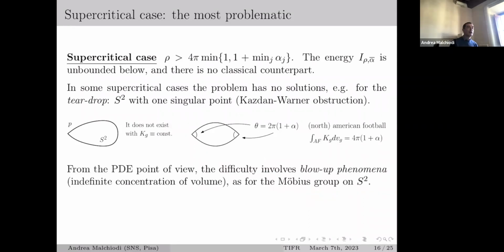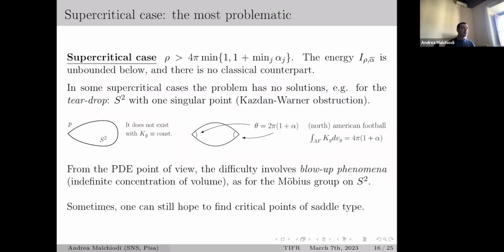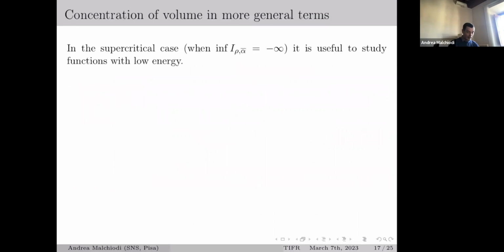Okay, so why do you have non-existence in these cases? Because from the PDE point of view, the difficulty involves some blow-up phenomena, as we saw for the Möbius group on S2. So which means indefinite concentration of energy or volume. Okay. But still, sometimes you can hope to find critical points of saddle type. Okay, so let me try to describe this volume concentration.